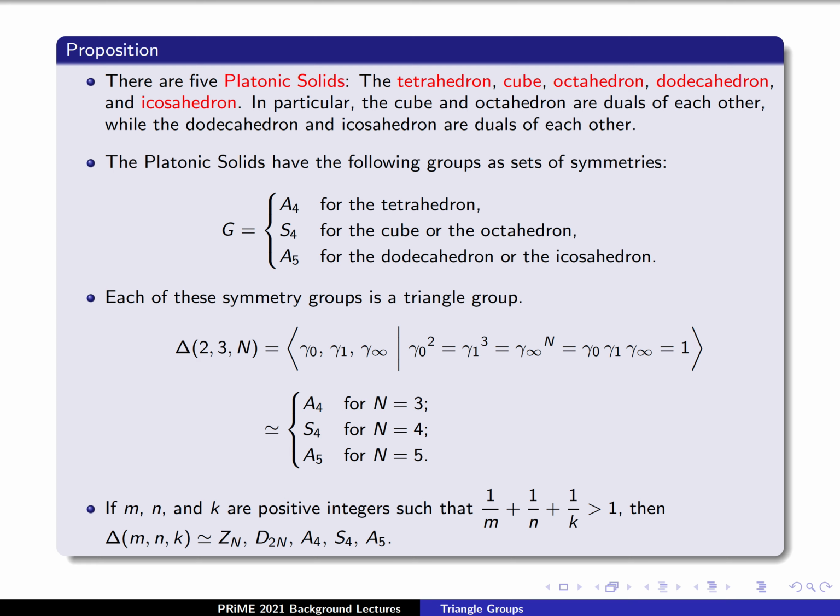Moreover, if m, n, and k are positive integers such that the sum of the reciprocals is greater than 1, then the triangle group is either a cyclic group, Zn, a dihedral group, D2n, or one of the rigid rotations of the Platonic solids, either A4, S4, or A5.